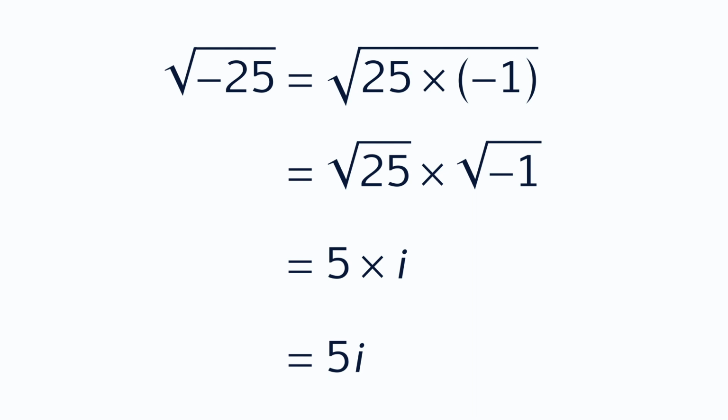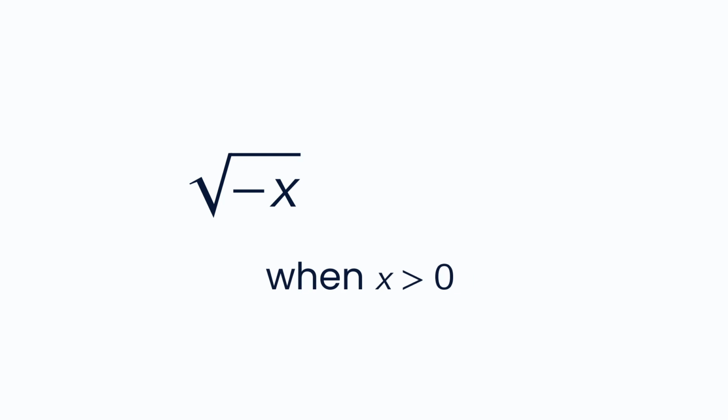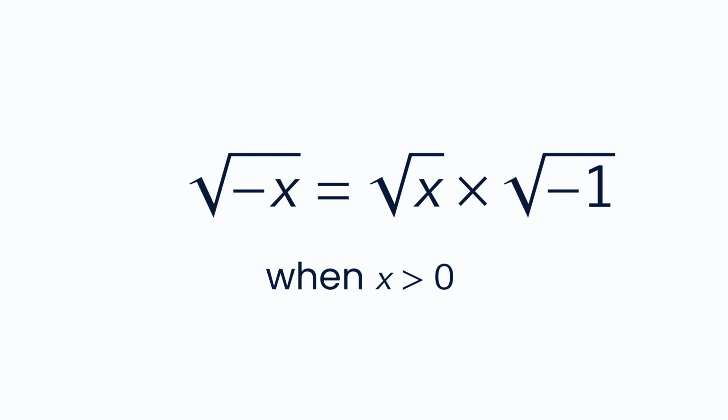This would work for any negative number. The square root of -x, when x is greater than 0, equals the square root of x times the square root of -1, which equals the square root of x times i.